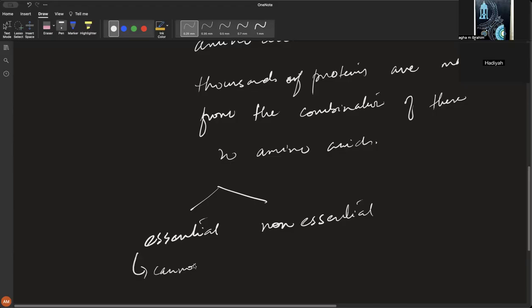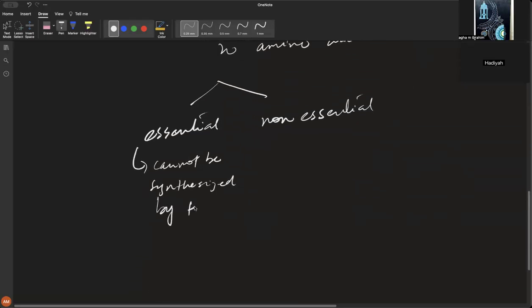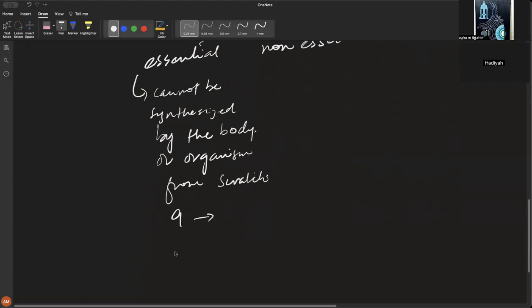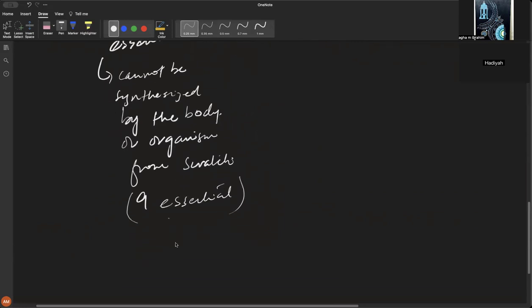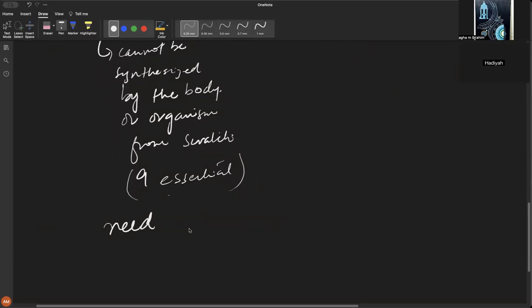They cannot be synthesized by the body or organism from scratch, from raw materials. They used to be 9, but now they are 10. Rather, you can just keep in mind that there are 9 essential ones. Essential amino acids need to be taken from the diet, since the body cannot make them. A person has to integrate these essential amino acids in his diet.